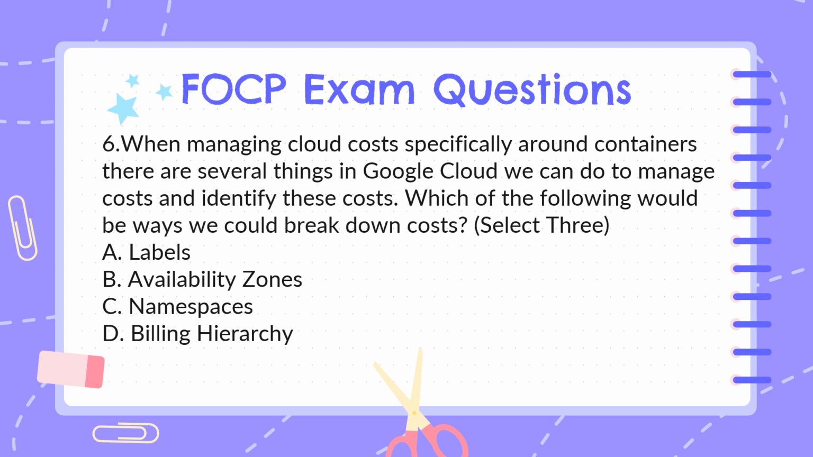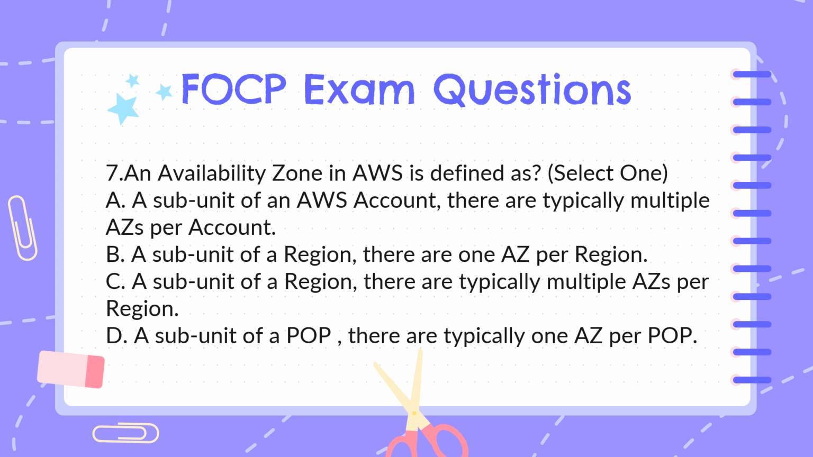6. When managing cloud costs specifically around containers, there are several things in Google Cloud we can do to manage costs and identify these costs. Which of the following would be ways we could break down costs? Select 3. A. Labels. B. Availability zones. C. Namespaces. D. Billing hierarchy.